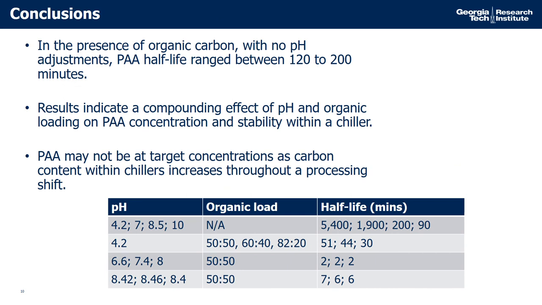So to sum up, pHs above 7 have an adverse effect on PAA stability. Additionally, increasing the organic carbon load within the chiller will cause PAA to decay faster. Finally, there is an obvious compounding effect of pH and organic loading on PAA concentration and stability within a chiller. Depending on the initial concentration of PAA and the organic load, that PAA could be gone within 15 minutes. All this together means that PAA may not be at target concentrations as carbon content within chillers increases throughout a processing shift.